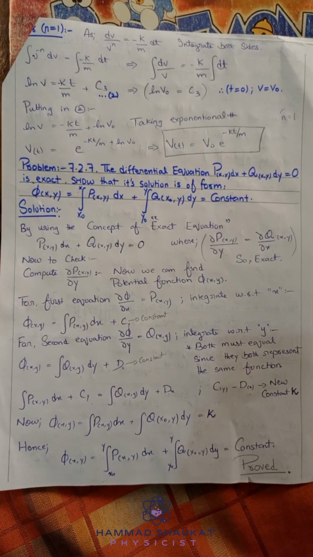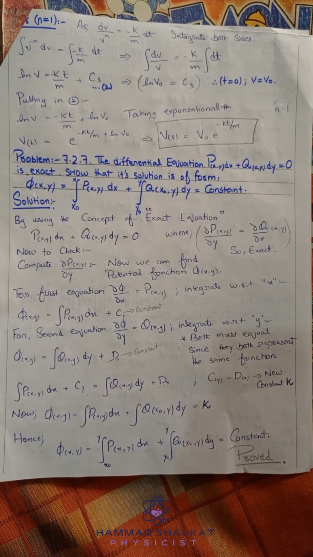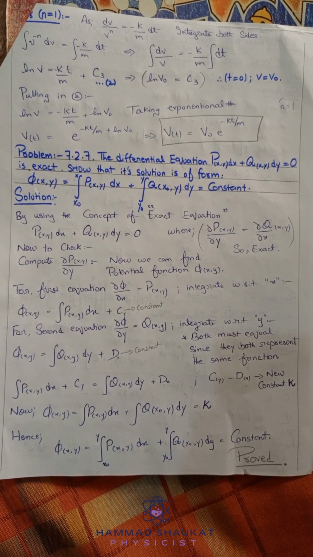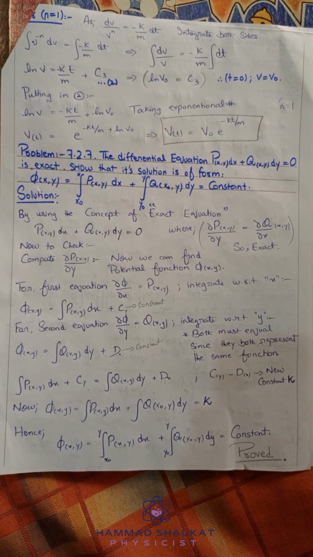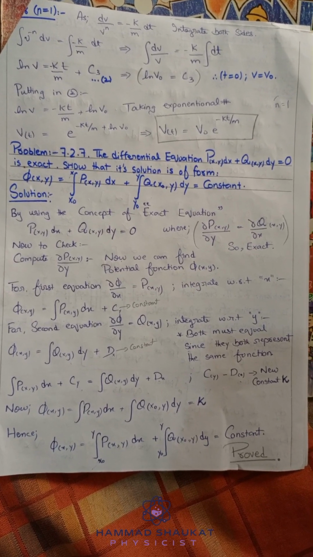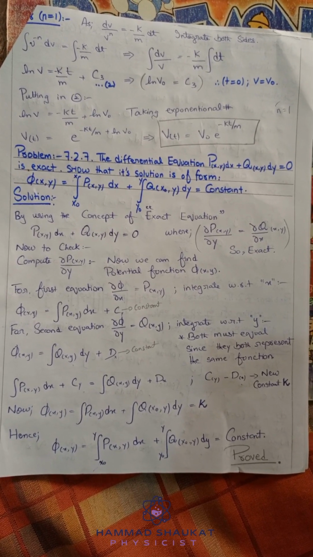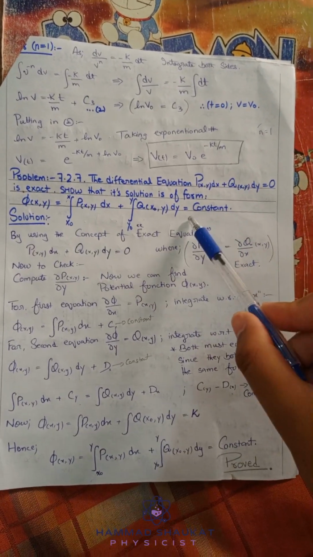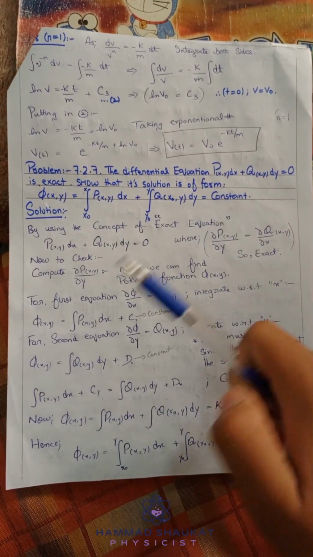So the next problem is 7.2.7. What is its statement? The differential equation P(x,y) dx + Q(x,y) dy = 0 is exact. Show that its solution is in the form of this. So using the relation of exactness, you will show this relation. So this is a simple problem.